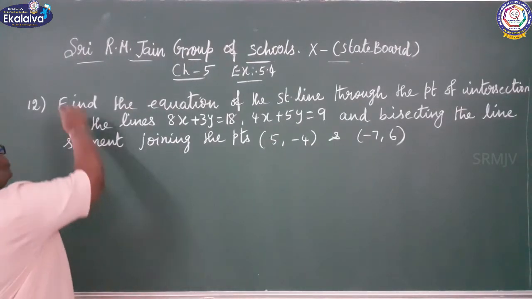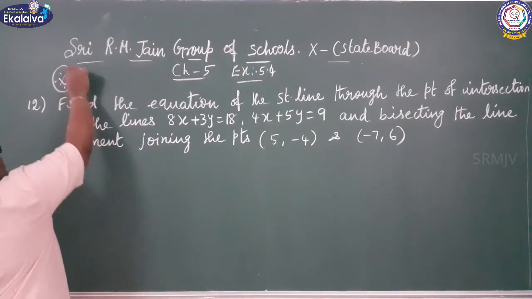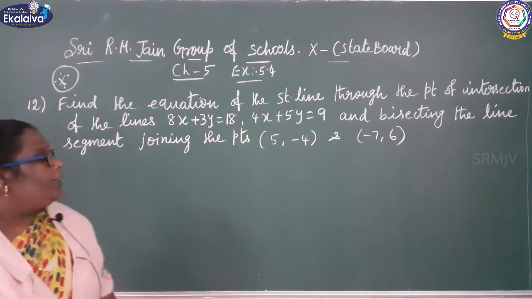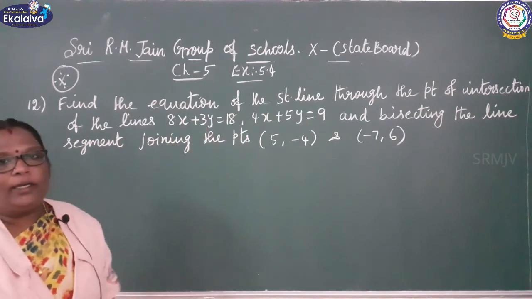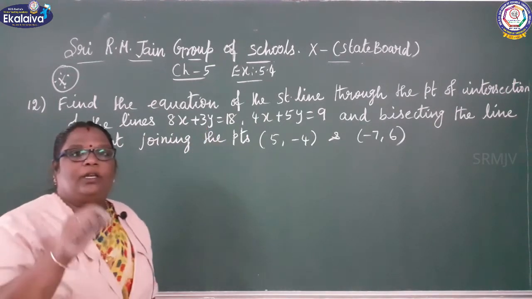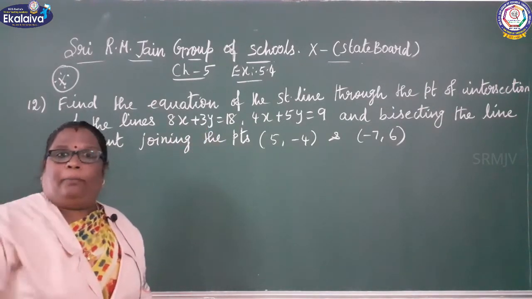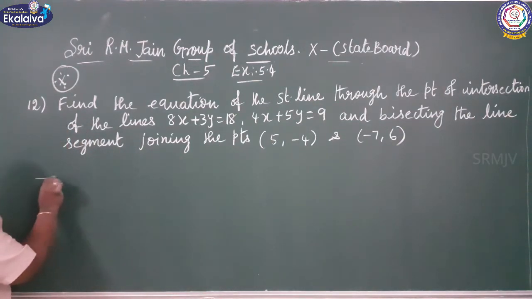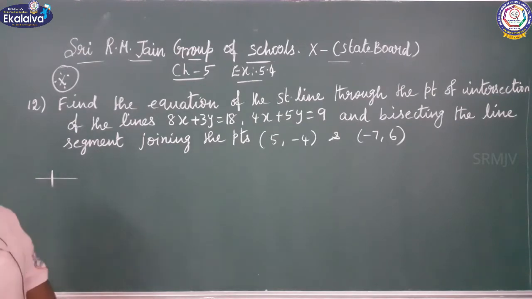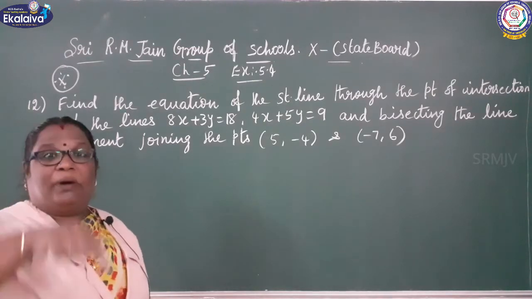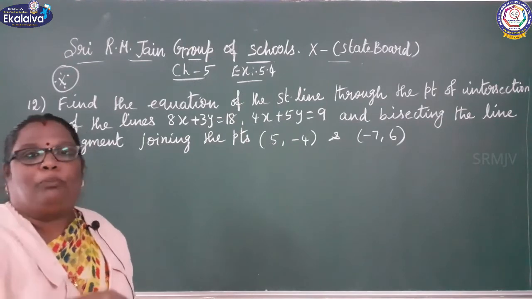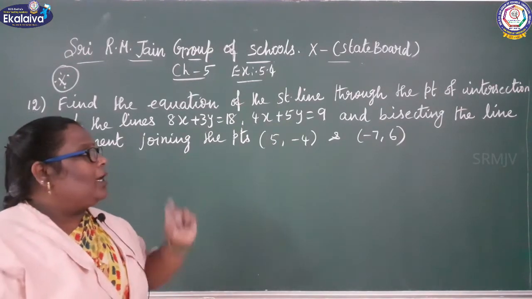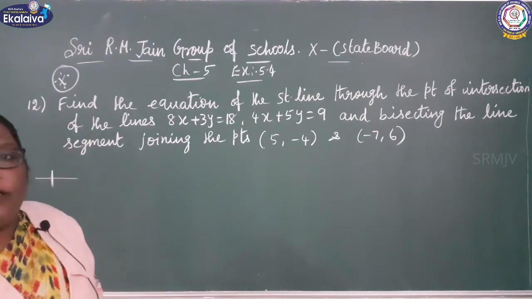See, this is also an important sum, 12th sum. Find the equation of the straight line through the point of intersection of two lines, bisecting the line joining the points 5 comma minus 4 and minus 7 comma 6. What is bisecting? That is the midpoint. The line is bisecting, so you can get the value of the midpoint.